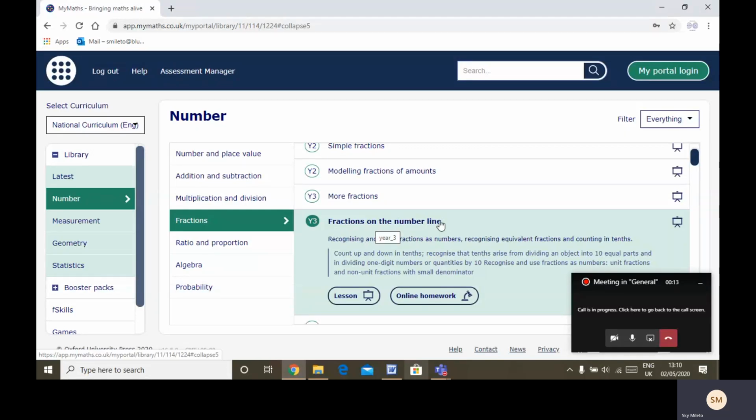Hello. Today we're going to be looking at fractions on the number line.